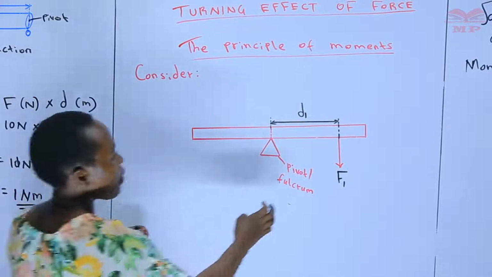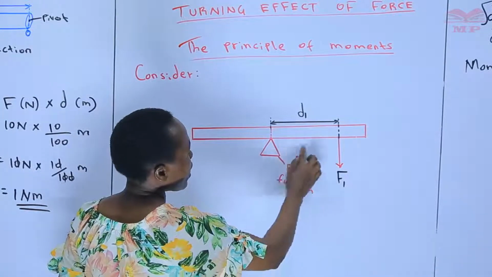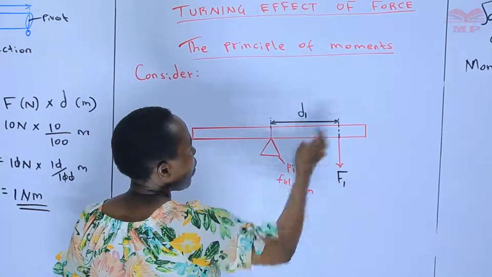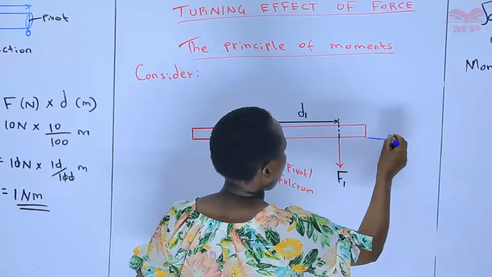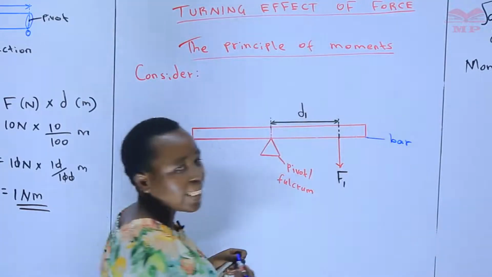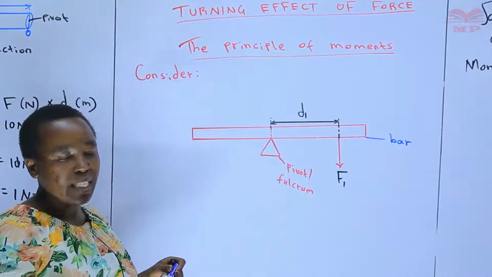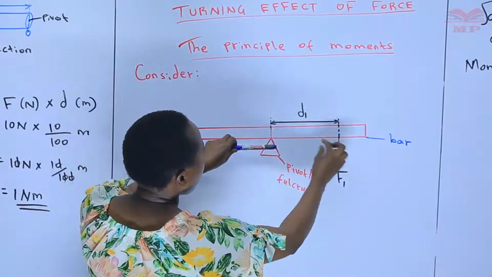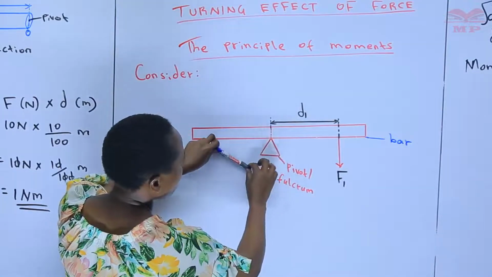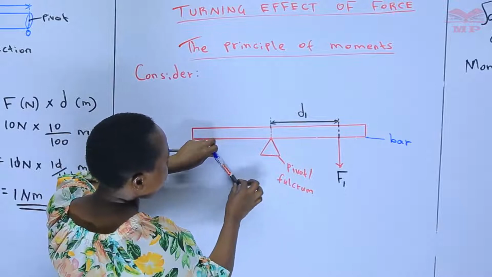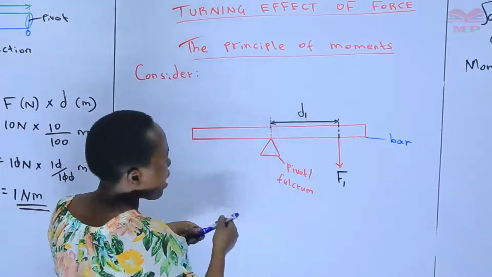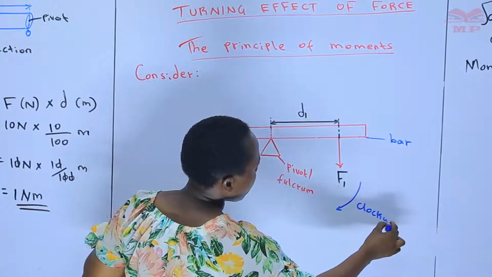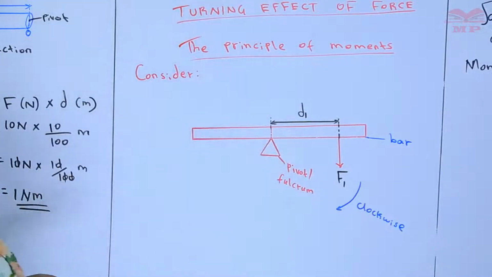Now, if we have this single force on this side of the pivot, if it is applied, how will this bar turn? In which direction? Is it clockwise or anti-clockwise? So if it is only this force, then we are going to have it turn this way. So which direction is this? This is clockwise direction. So it's going to bring about a clockwise moment. So I want you to make note of that.